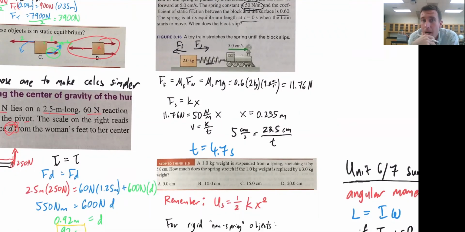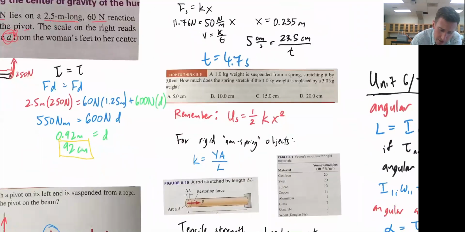Cool. Now I'm assuming the train can't slip, right? The train is stuck on its track. If the train could slip, now we're in a whole mess. Maybe it doesn't even have enough energy or enough force to pull the block, but we'll assume that it does. Otherwise, it'd be a terrible question.